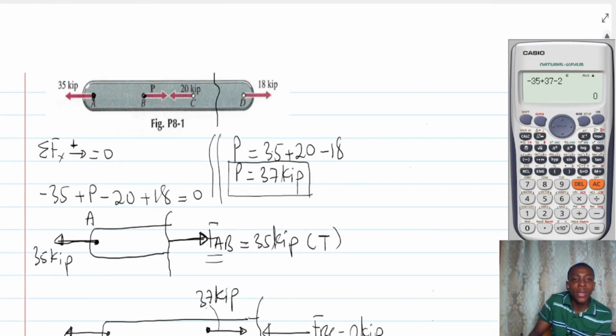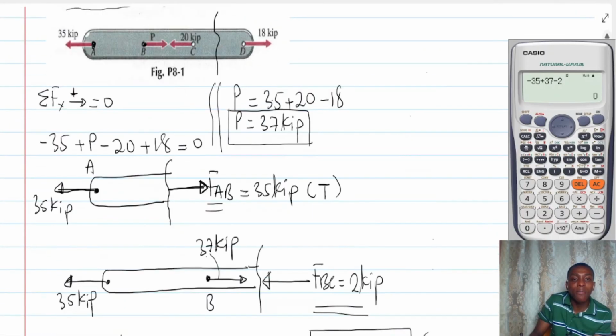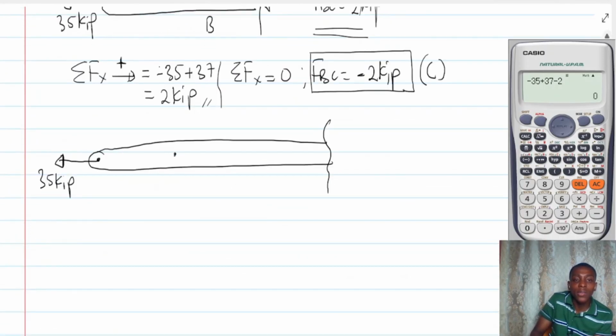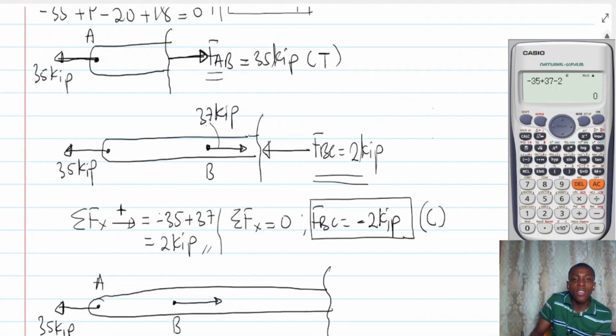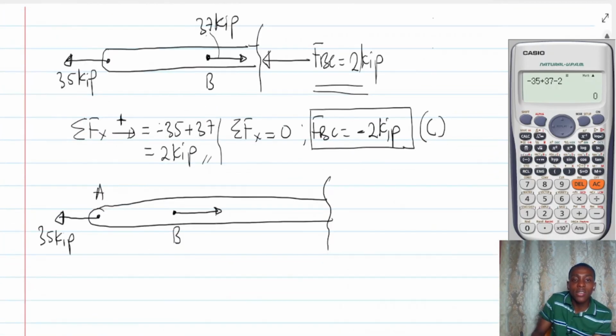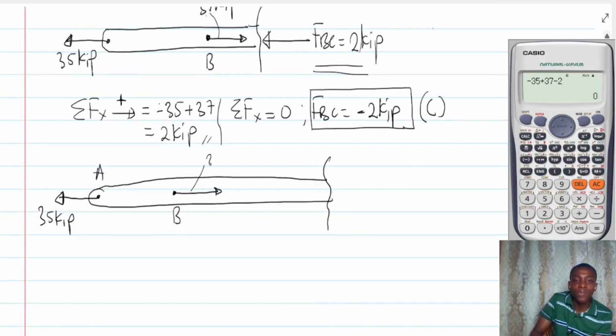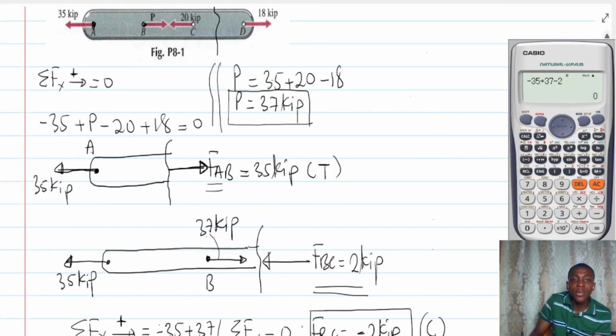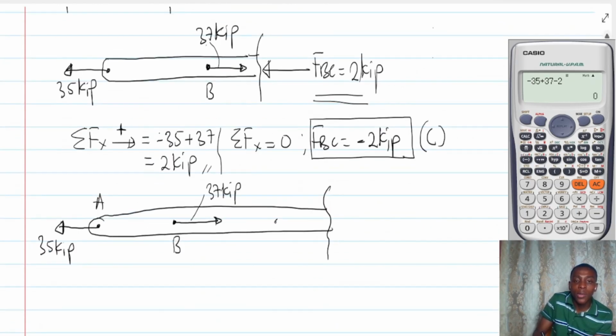And then what do we have again? At point B, we have P, but we know P, isn't it? We know P as what? So this is at point A. Now this is at point B. What do we know? We know the force at point B is what? P, which is 37. So 37 kip. And then what else? At point C, we have 20 kip. So there is 20 kip in the direction.